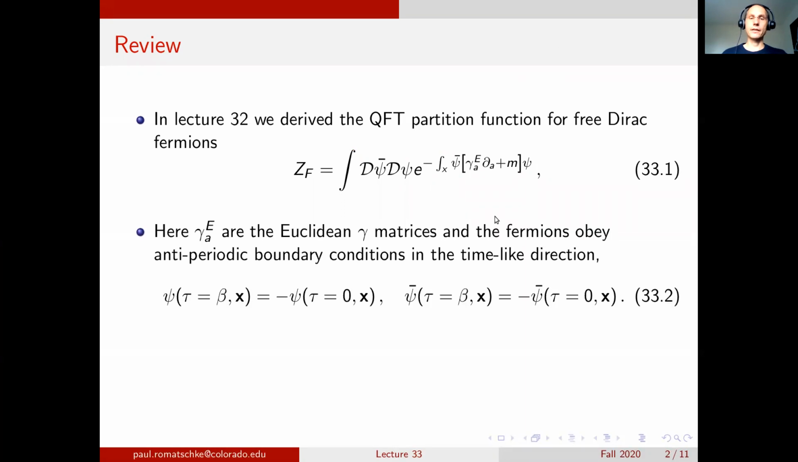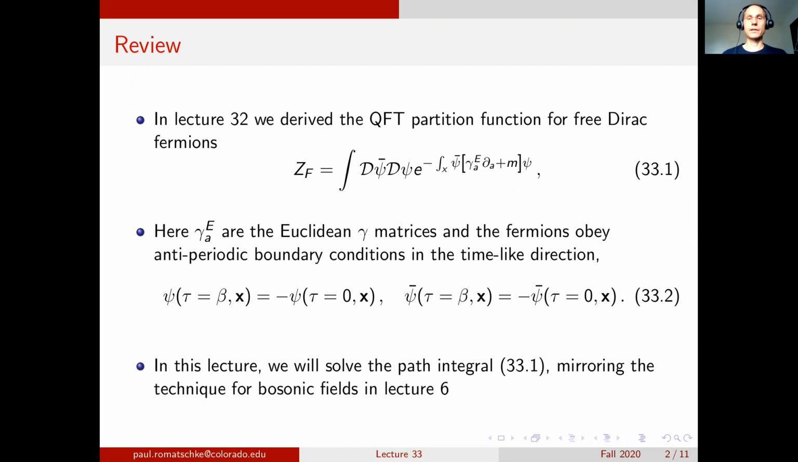Here the gamma e's are the Euclidean version of the Dirac gamma matrices, and the fermions psi and psi bar obey antiperiodic boundary conditions in the time-like direction, such that psi of tau equals beta is minus psi of tau equals 0, and correspondingly for psi bar.